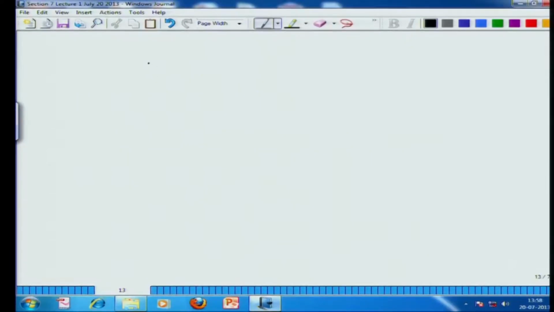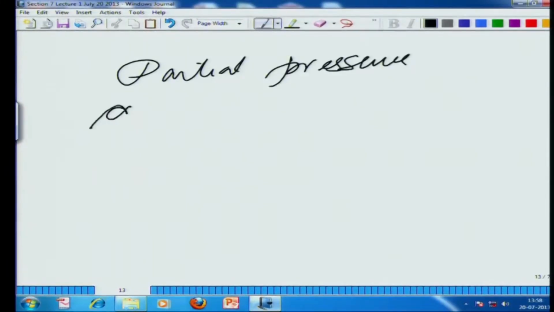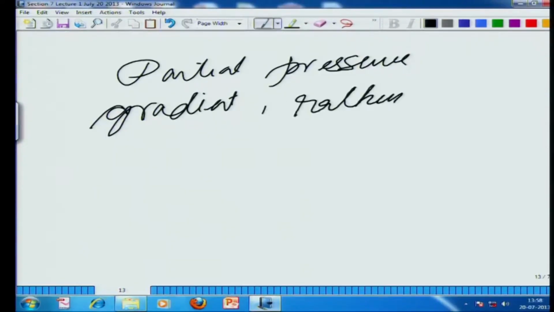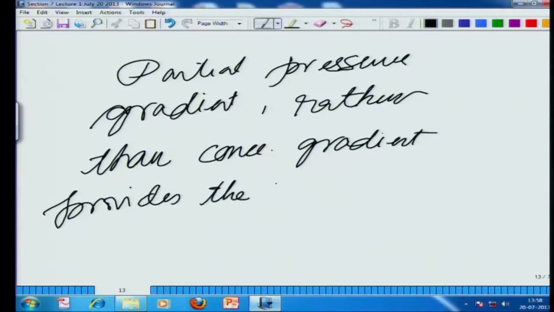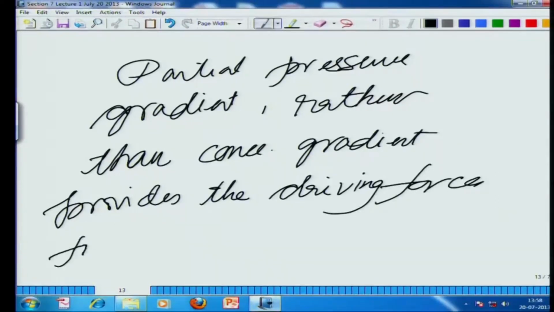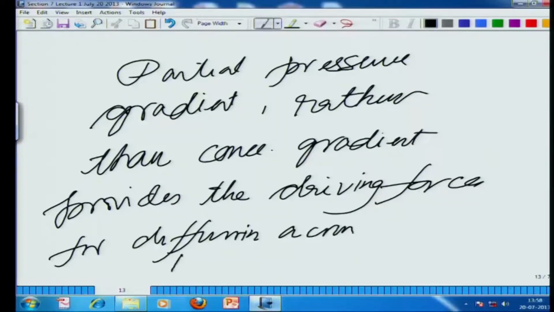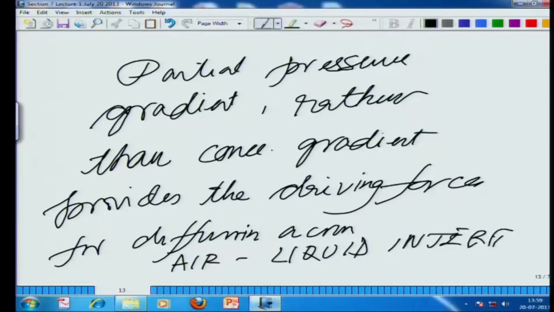Always remember that partial pressure gradient, rather than concentration gradient, provides the driving force for diffusion across the air liquid interface. This is another very important point. This is important for you people to understand.